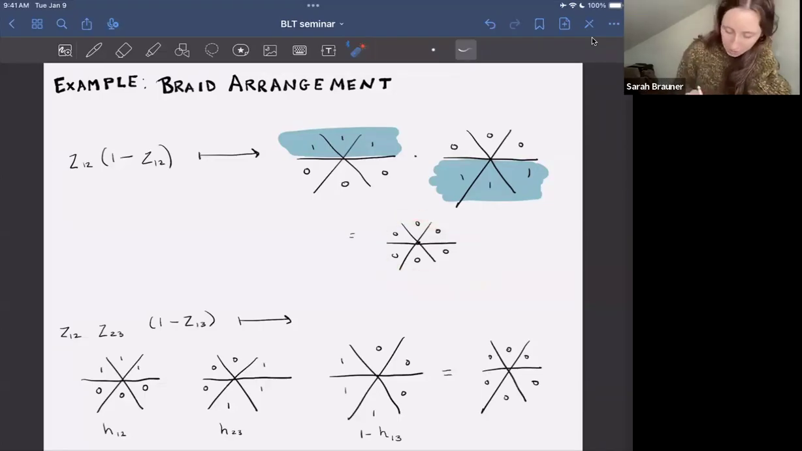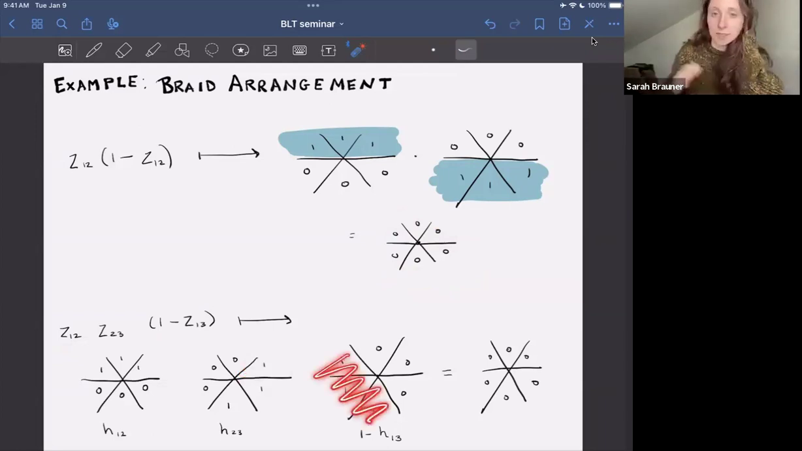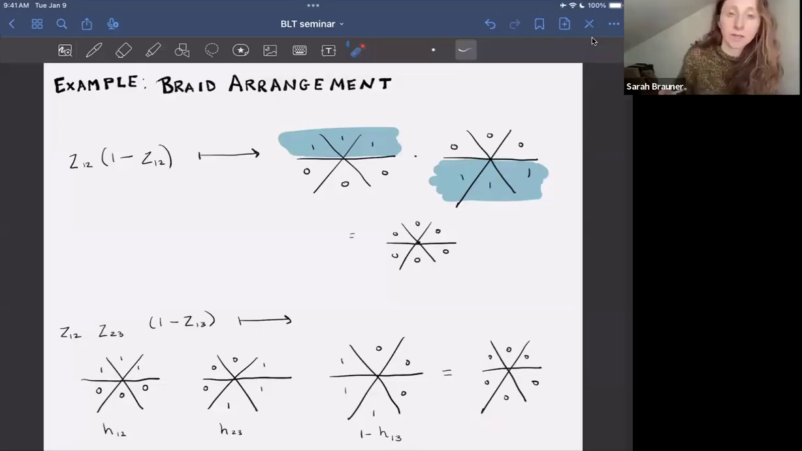Okay. And similarly, this product of 3 Heaviside functions, or 3 monomials, is also in the kernel. If I multiply H12 times H23, we already saw that I would have this chamber with a 1 and everything else has a 0. But again, this support is disjoint from the support of 1 minus H13. And so what I get is, again, the 0 function. So these are examples of 2 things that would be in the kernel of this map.